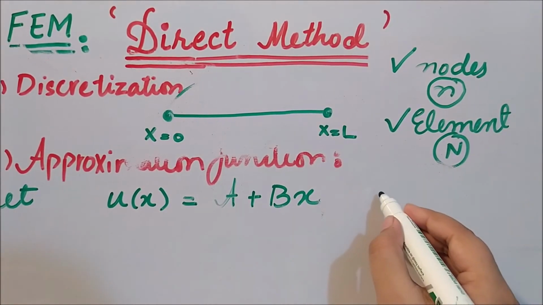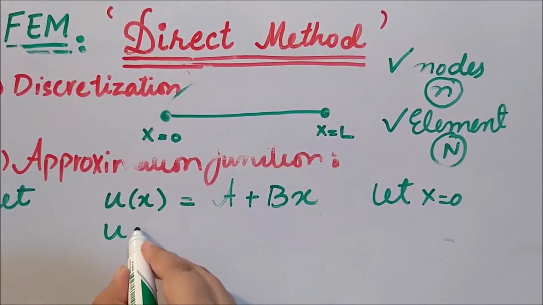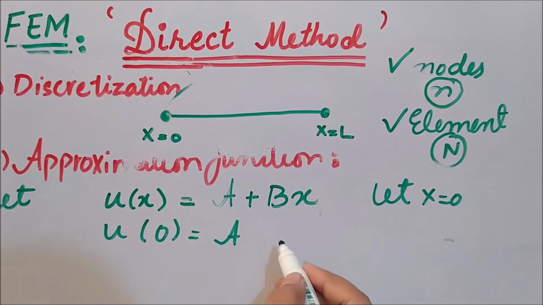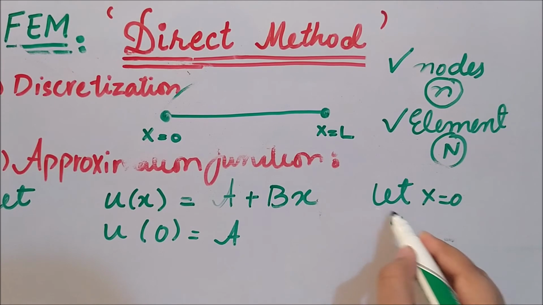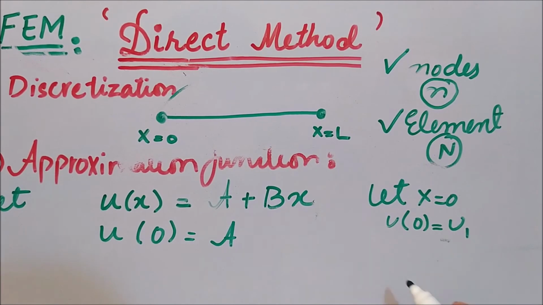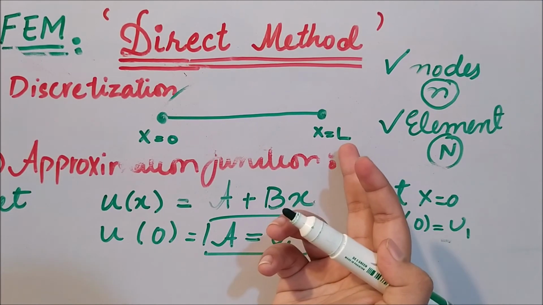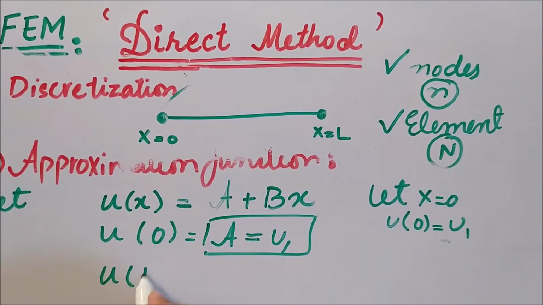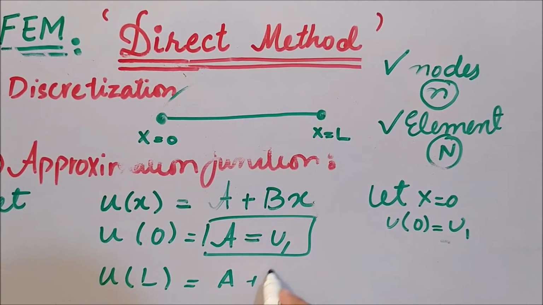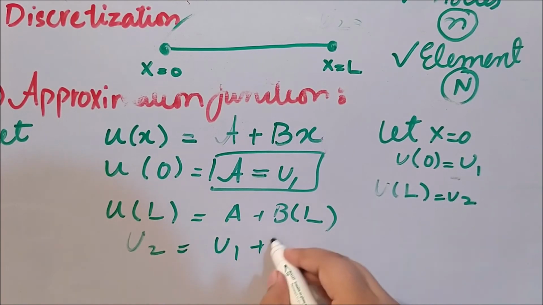For example, at x equal to 0, if we put 0 here, we get a, and we suppose that at 0 the displacement is u1, having any value, so a is u1. At the other end, x is equal to L, so u of L is equal to a plus b times L. Here suppose that the value of u at L is u2. So you can name them according to u, and u2 is u1 plus b times L.